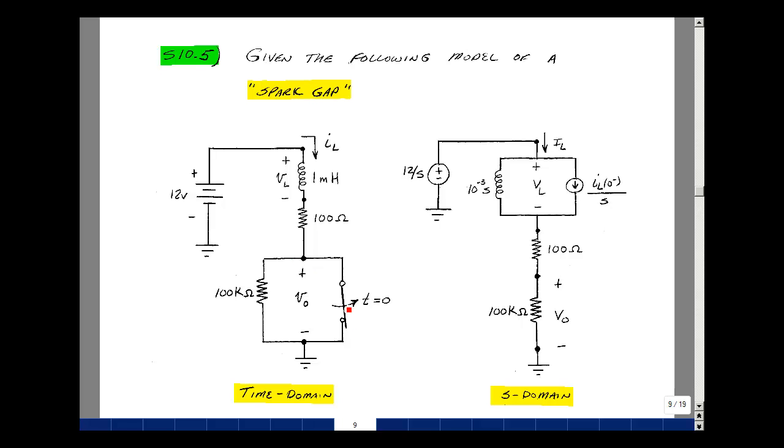We have current flowing through an ignition coil. We break the contact and we force the current to go through a very high resistance, which is really the mixture. I'm modeling this as a 100K resistance, but you'd have to know more about what the mixture is. Let's transform this into the S domain.